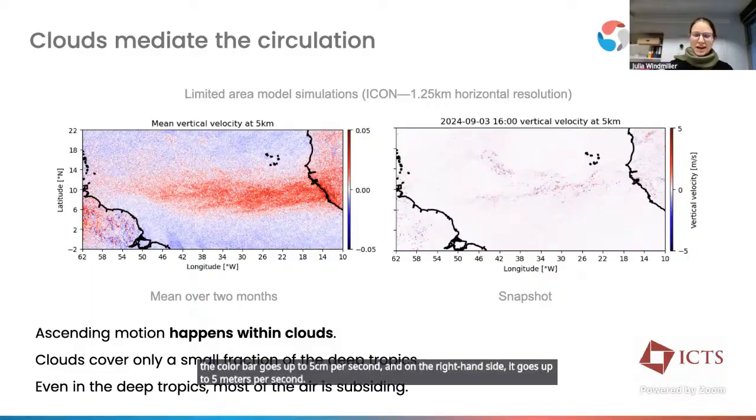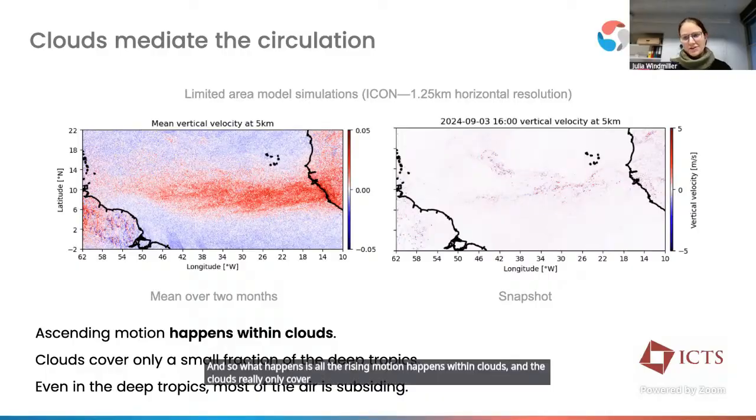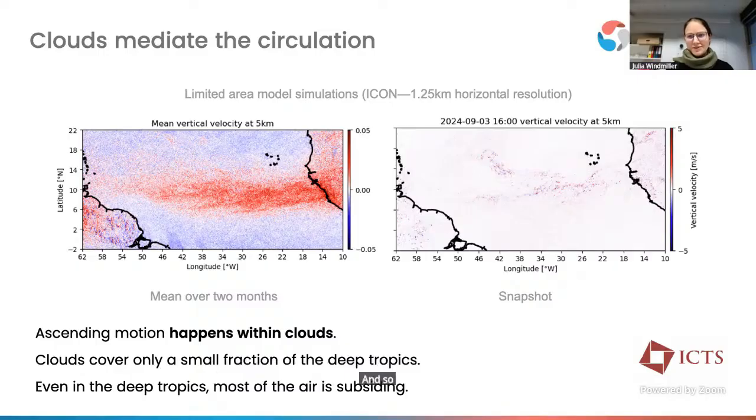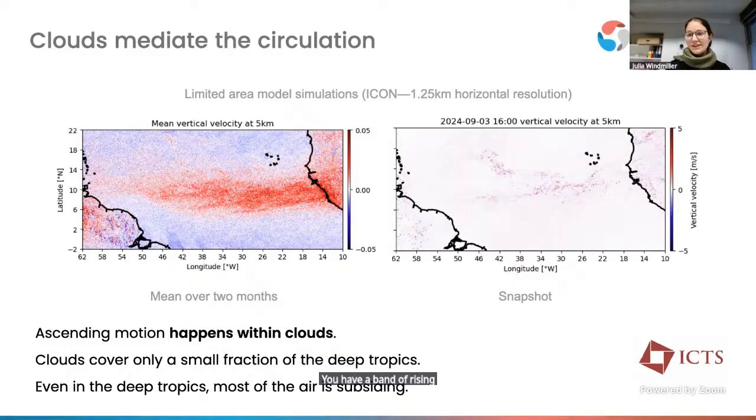And so what happens is all the rising motion happens within clouds. And the clouds really only cover this tiny, tiny fraction of the deep tropics. And so even within this region that we usually just draw with these two arrows pointing upwards, most of the air is actually subsiding at any given time. So on average, you have this picture that emerges on the left as well. You have a band of rising motion, but at a given instant in time, that's not what it looks like.